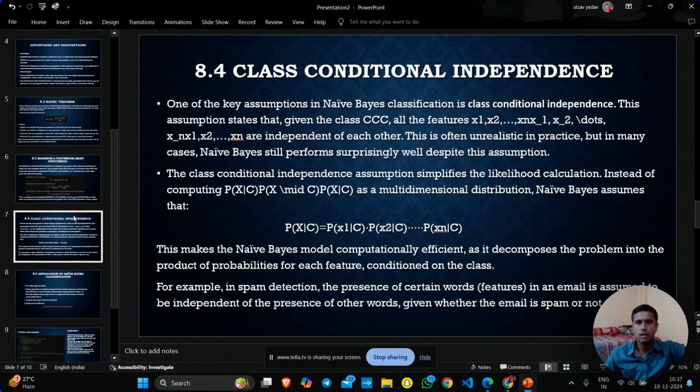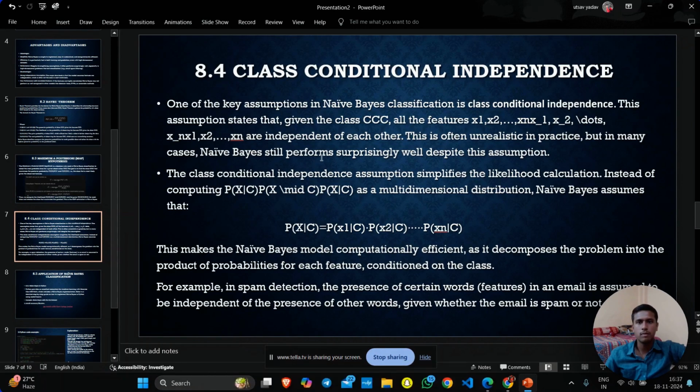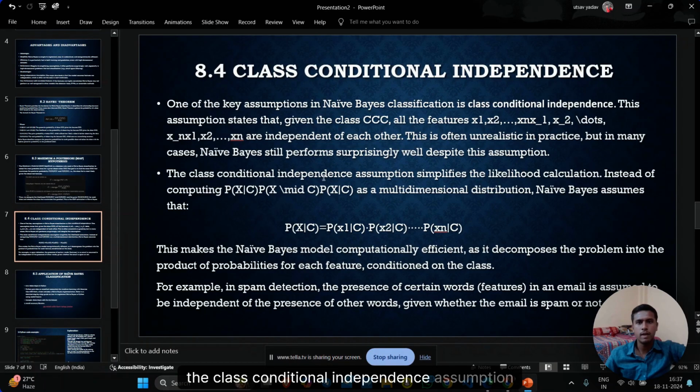Now, class conditional independence. One of the key assumptions in naive-Bayes classification is class conditional independence. This assumption states that given the class C, all the features x1, x2, up to xn are independent of each other. This is often unrealistic in practice, but in many cases, naive-Bayes still performs surprisingly well despite this assumption. The class conditional independence assumption simplifies the likelihood calculation.